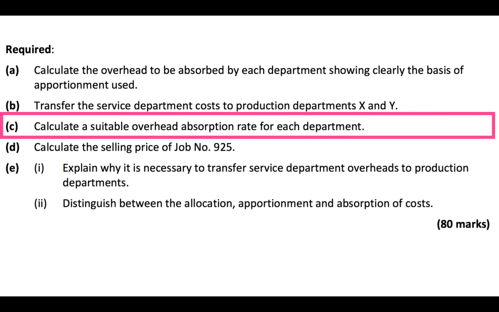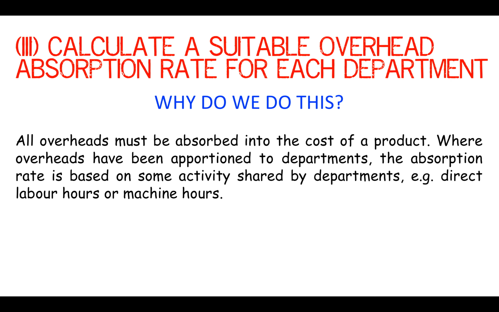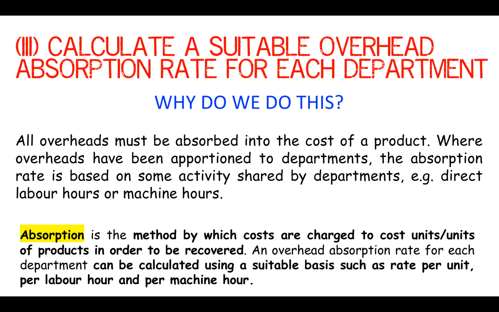Now part C of the question. Calculate a suitable overhead absorption rate for each department. So why do we do this? All overheads must be absorbed into the cost of a product. Where overheads have been apportioned to departments, the absorption rate is based on some activity shared by departments, for example, direct labour hours or machine hours.